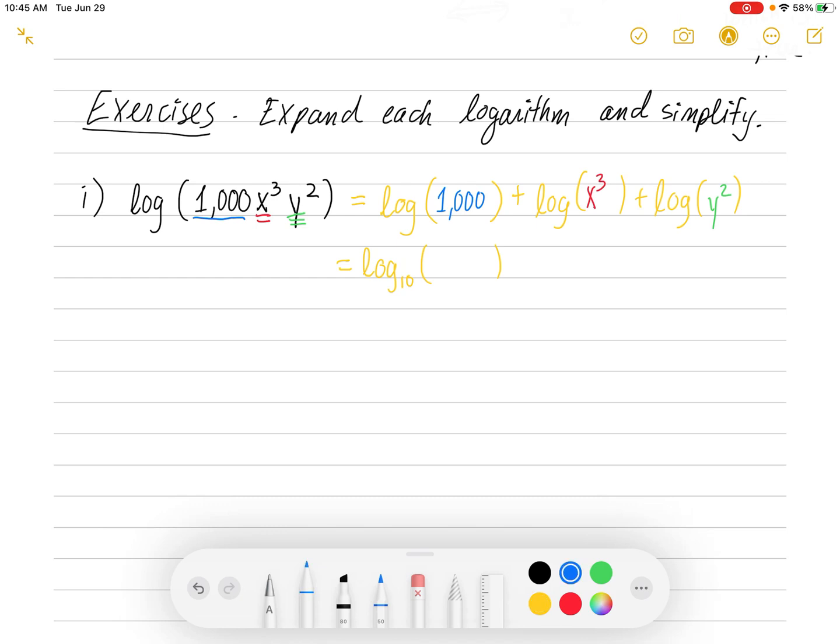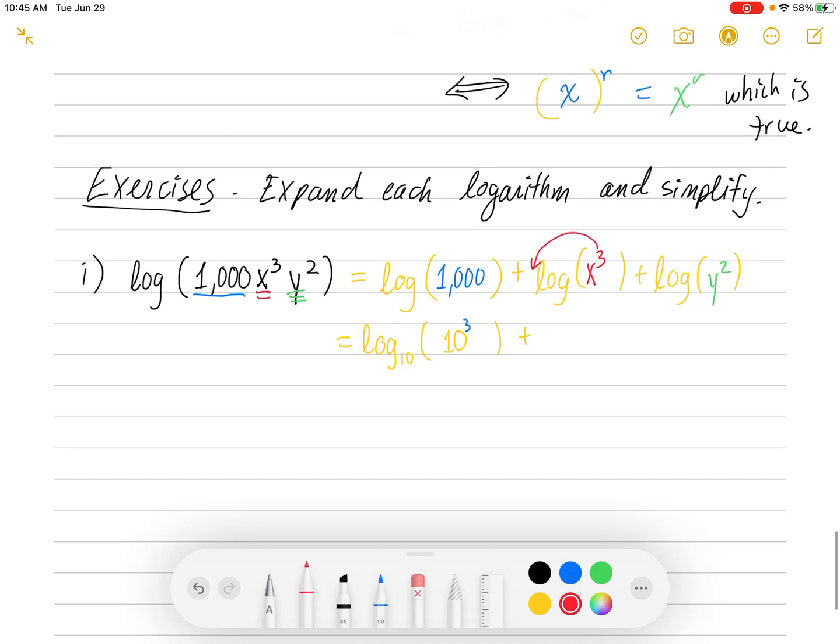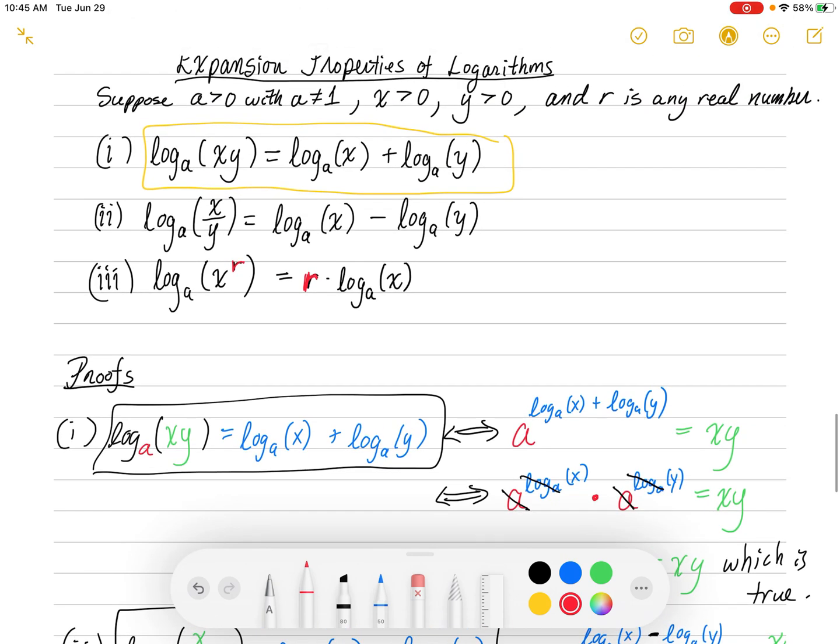Now remember that when you see log, when it doesn't have a base, it's understood to be base 10. So I'm going to write this as log base 10. The reason I'm writing it base 10 is because I want to be able to simplify log of 1,000. And we know 1,000 can be rewritten as 10 to the third power, right? 10 to the third power.